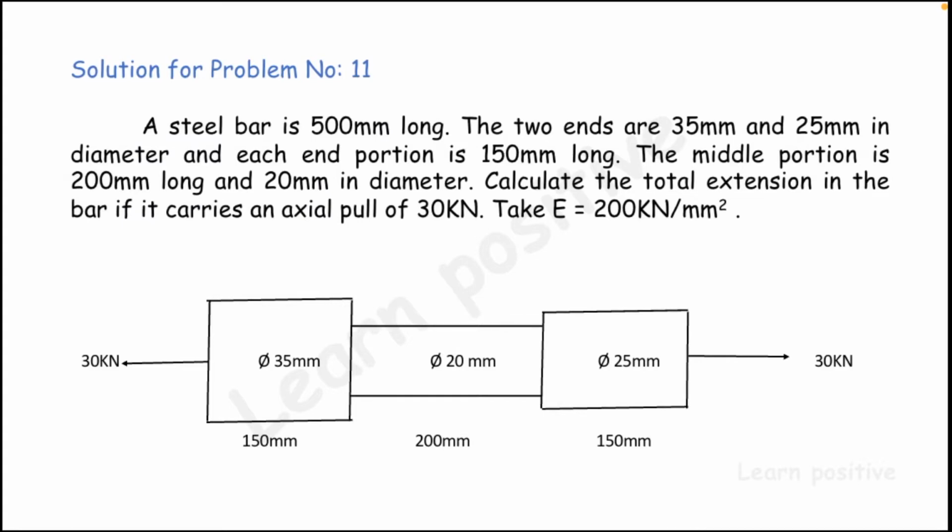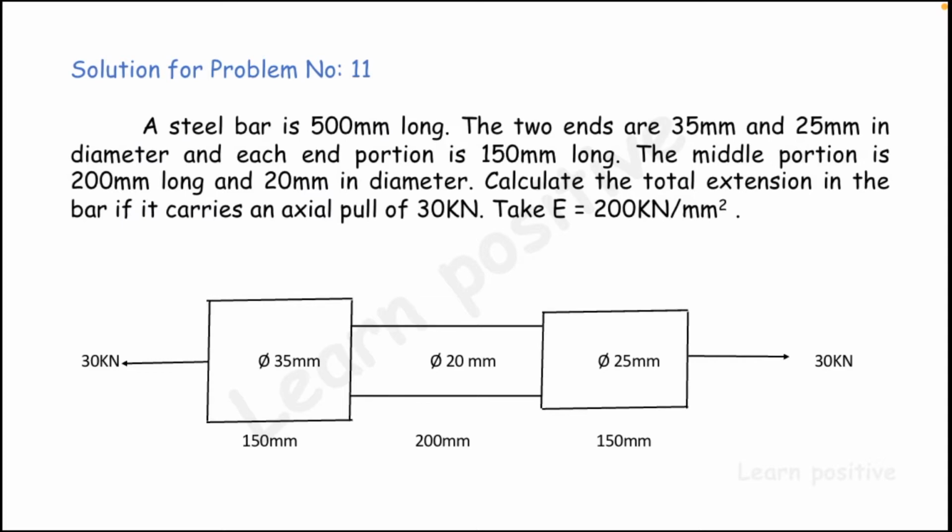So we have a steel bar with a 500 mm length, and the two ends of the bar are 35 mm and 25 mm in diameter. So the diameter is varying. Each end portion is 150 mm long, so the length is the same, 150 mm, but the diameter varies at the two ends of the rod. One is 35 mm and the other is 25 mm, on the left and right portions, but the length is the same, 150 mm, so both together give 300.